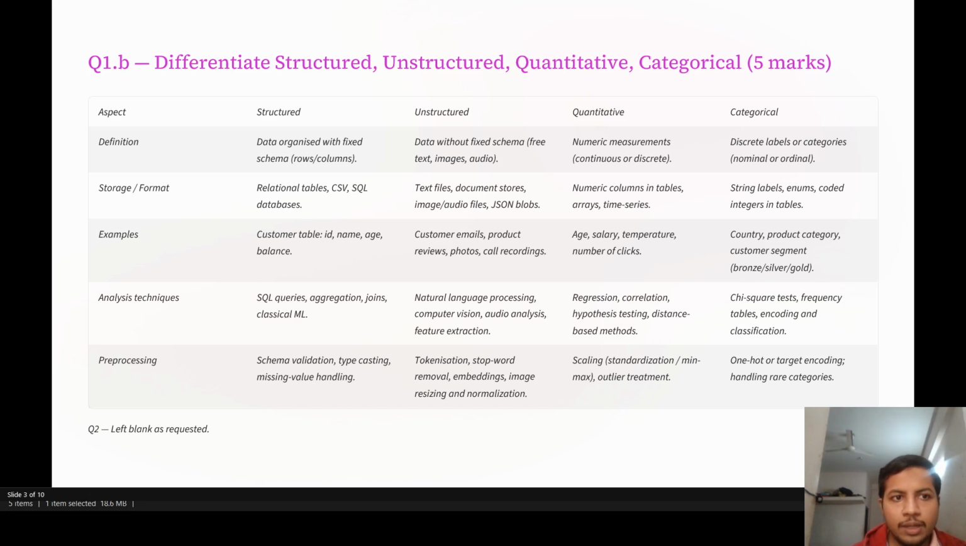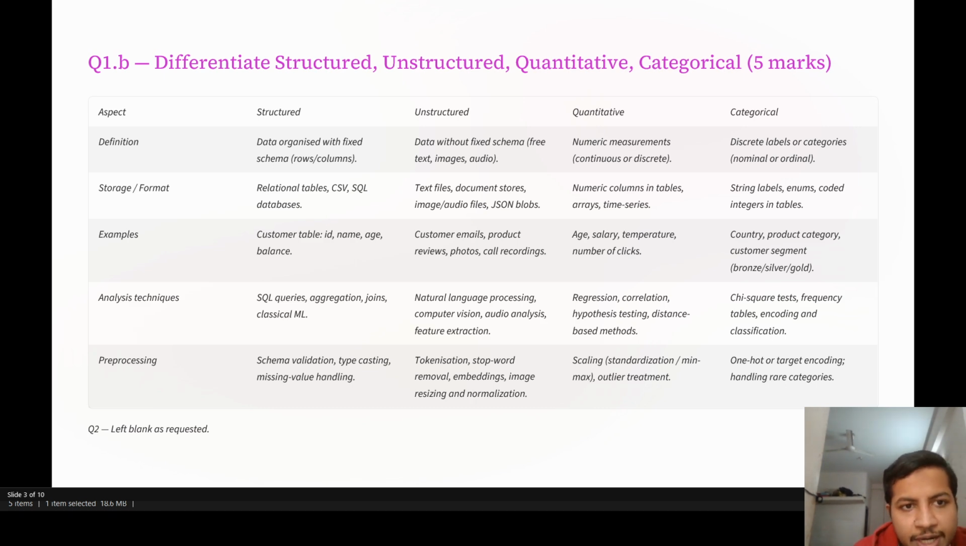Now we move to the second part, part B of the first question, that is, what is the difference between structured, unstructured, quantitative, and categorical data? So we divide it into four columns, and the fifth column is for examples. Now it starts with a definition.